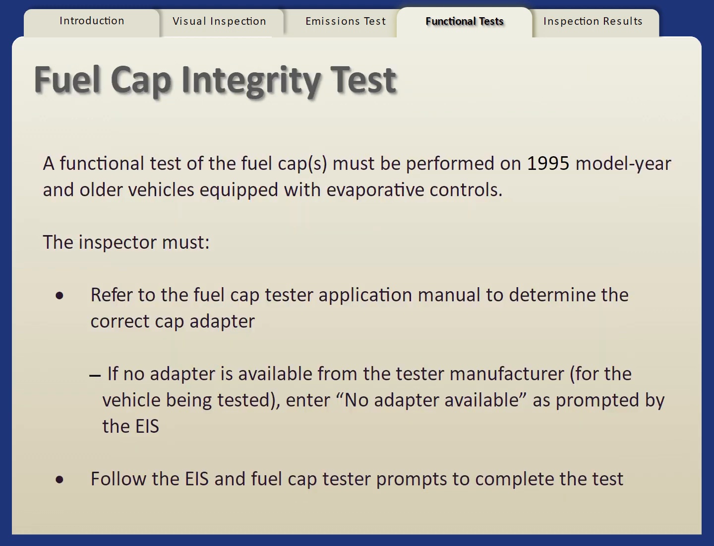This test applies only to 1995 model year and older vehicles equipped with evaporative emission control systems. During the fuel cap integrity functional test, the inspector must refer to the fuel cap tester application manual to determine if there is a cap adapter available for the vehicle being tested. If none, enter no adapter is available. Follow the EIS and fuel cap tester prompts to complete the test. The test results are manually entered by the inspector into the EIS.